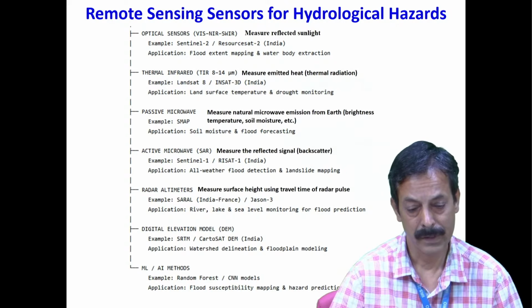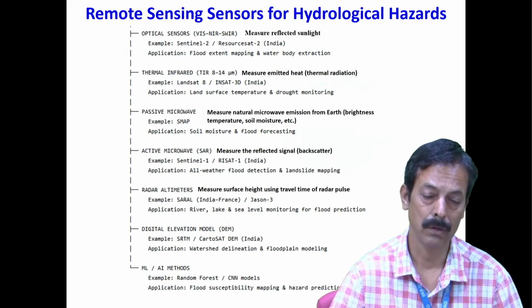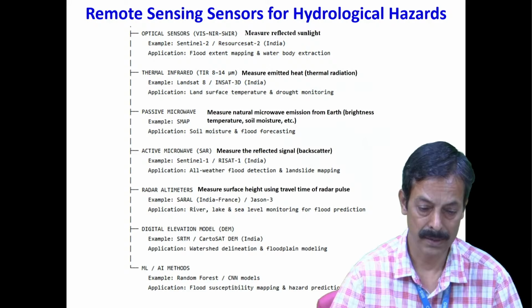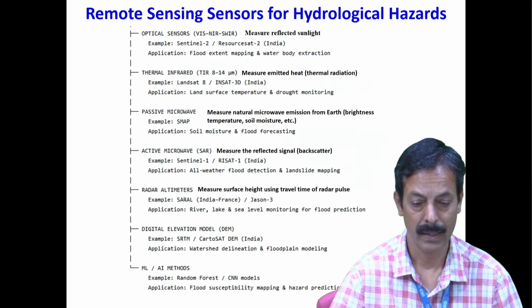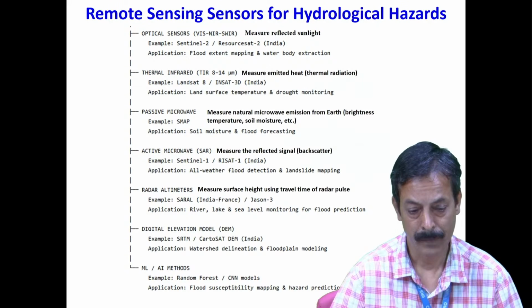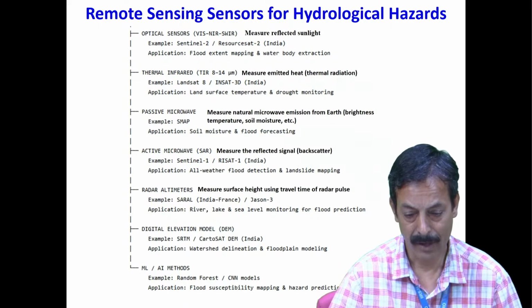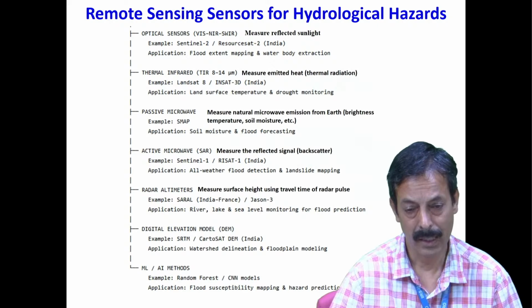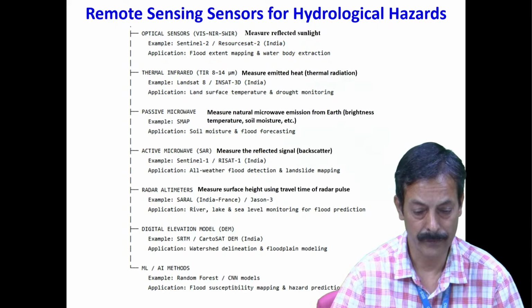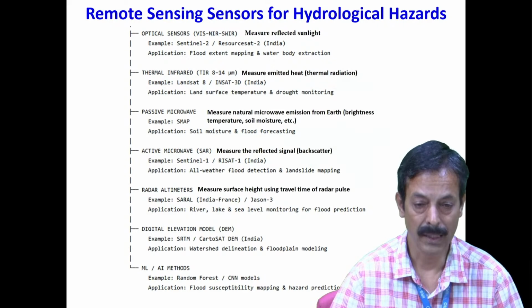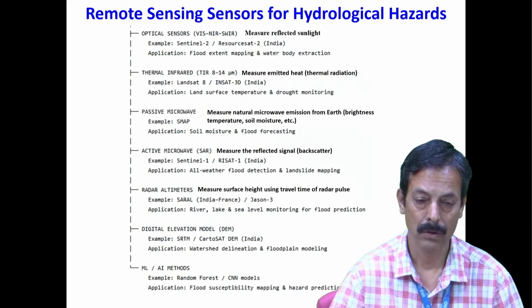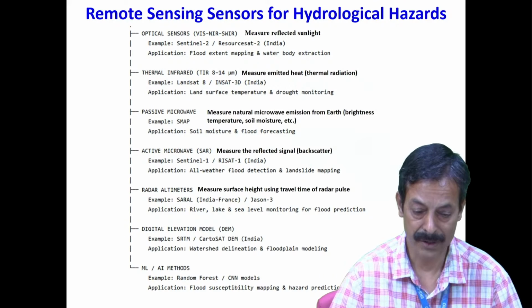Active microwave SAR is very useful during hydrological hazards, which measures the reflected signal, that is the backscatter. We also have radar altimeters, which measure surface height by computing the travel time of the radar pulse, and give us very important information on the sea surface height, or the water level, water surface elevation.